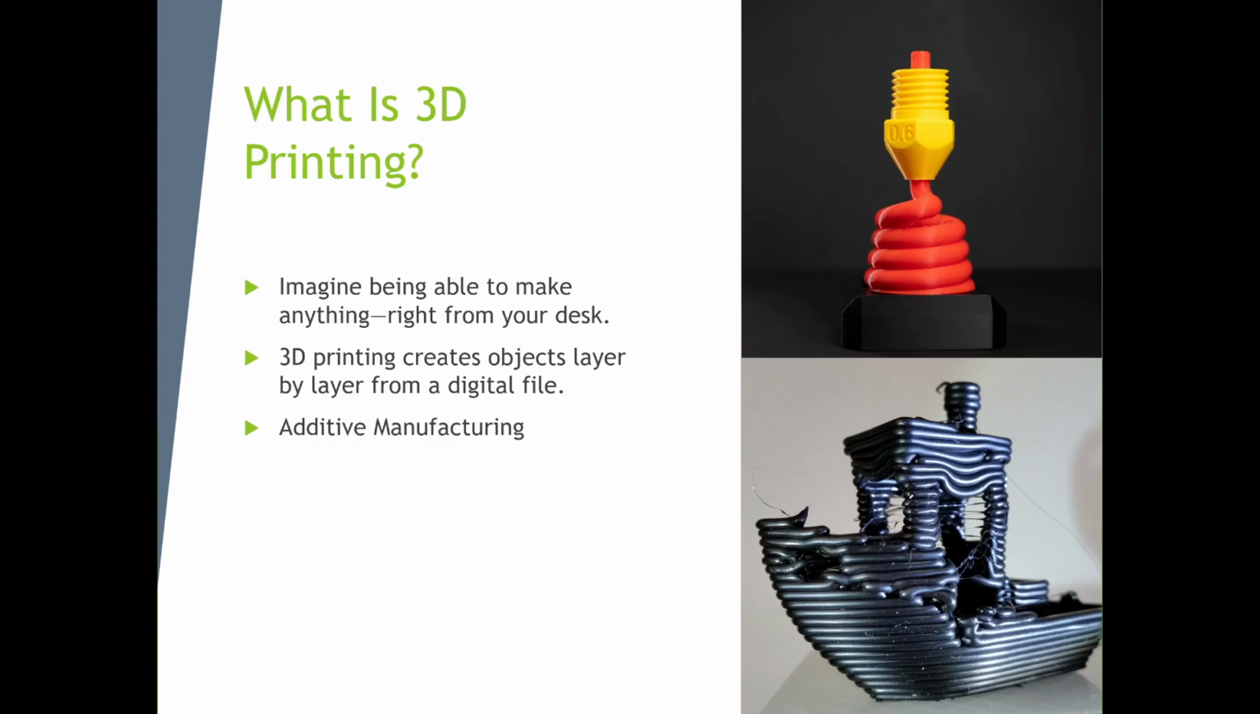So as you see on that bottom image, that is a little boat. It's called a Benchy boat. It's a very common test print for any 3D printer that you may have. And you can see that the lines that it creates is very big. That's because the diameter on the nozzle that printed that was 1.2 millimeters. Typically you'll see 0.6 like up top or 0.4. These are very, very common nozzle sizes.